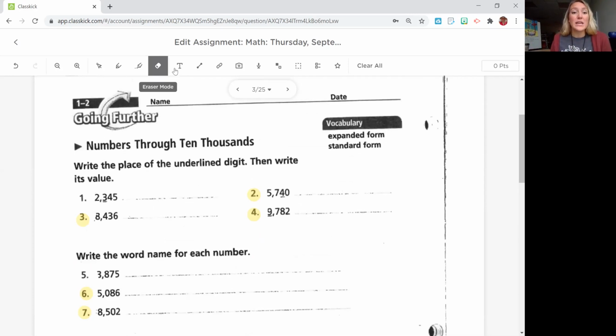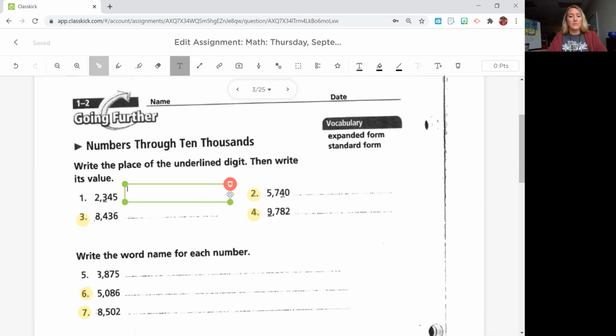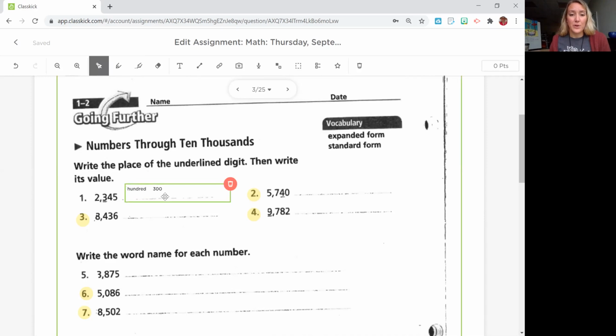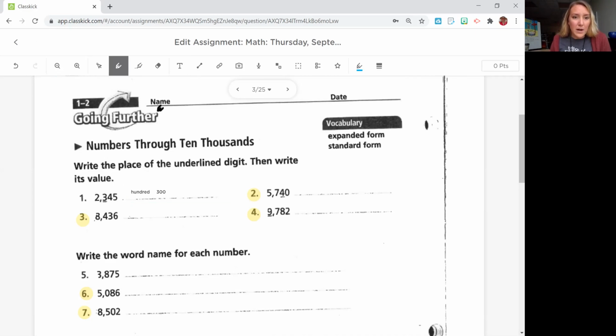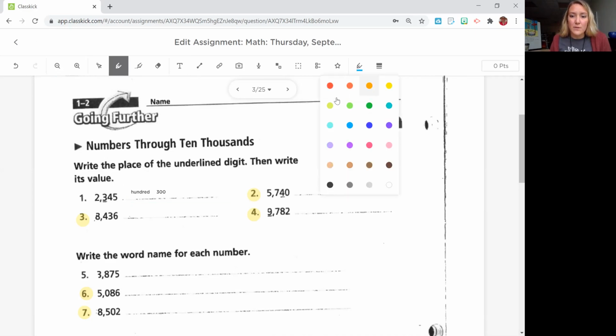It's 300. So first I'm going to answer the first part. It is in the hundreds place. And its value is 300. Okay, 300. Now, it looks like I need to add a line for this bottom one because you can't see it very well.